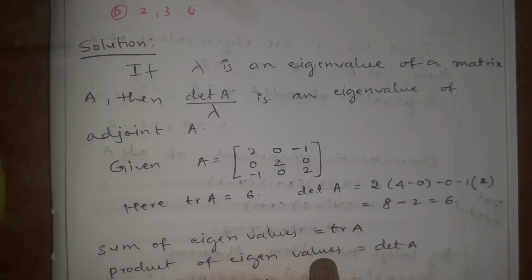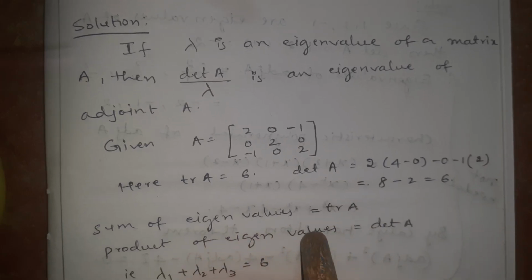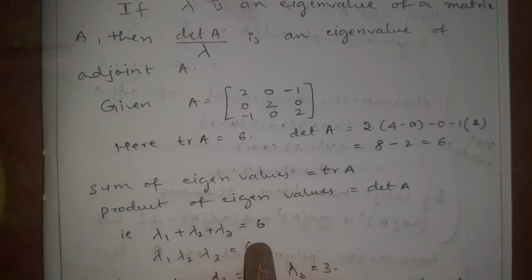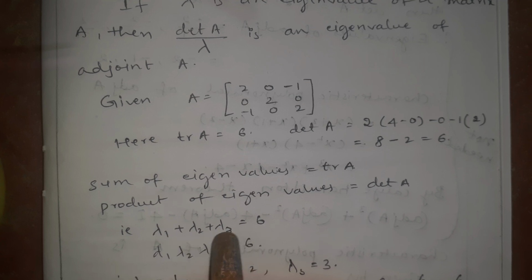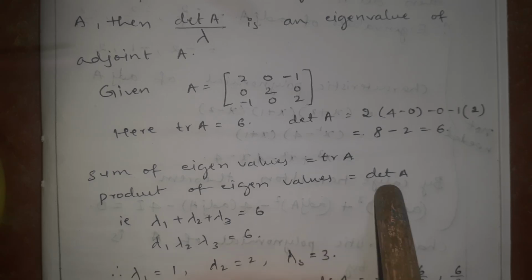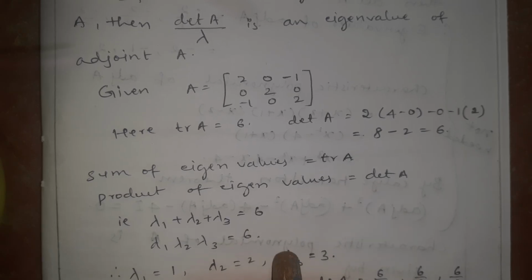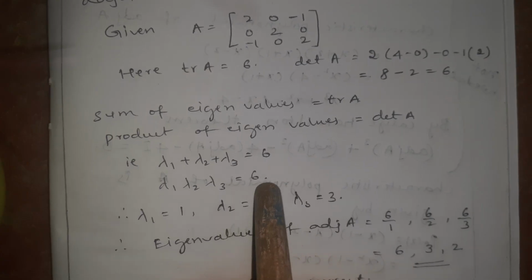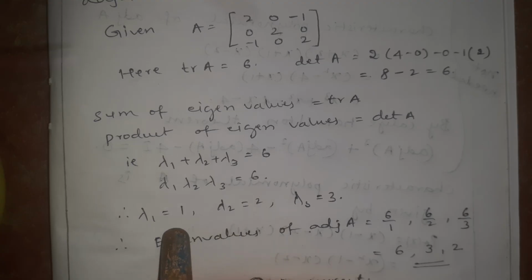So here we know that for a matrix A, the sum of eigenvalues is equal to the trace of A and the product of eigenvalues is equal to the determinant of A. So here the sum of eigenvalues, lambda 1 plus lambda 2 plus lambda 3, is equal to 6. Similarly, the product is equal to 6. That is, the trace and determinant are both the same. So we have to find lambda 1, lambda 2, lambda 3 such that the sum is 6 and the product is 6. So the only possibility is lambda 1 equal to 1, lambda 2 equal to 2, lambda 3 equal to 3.